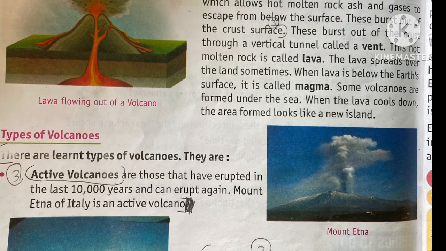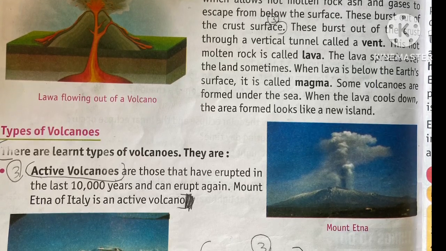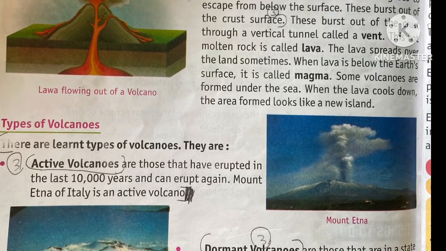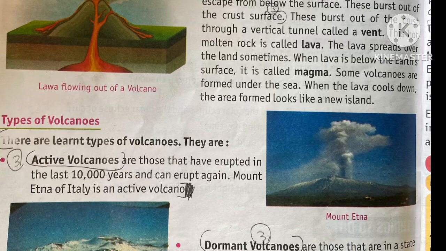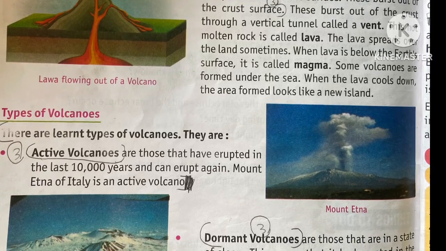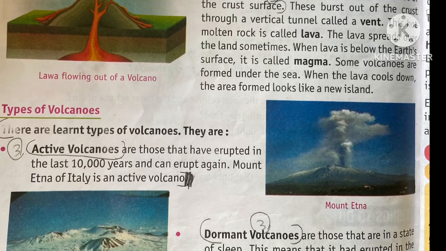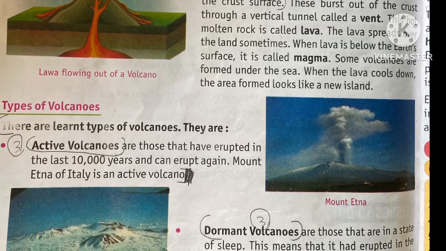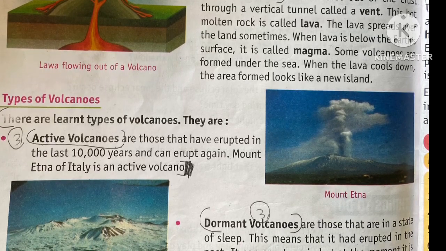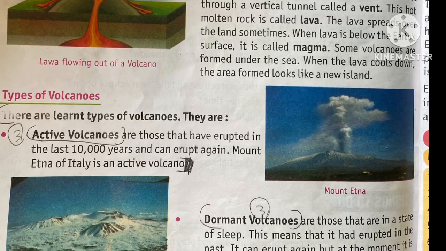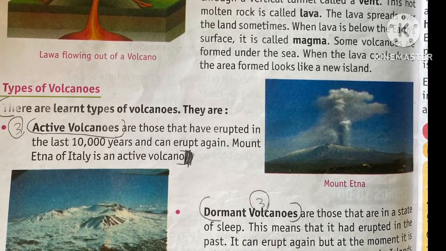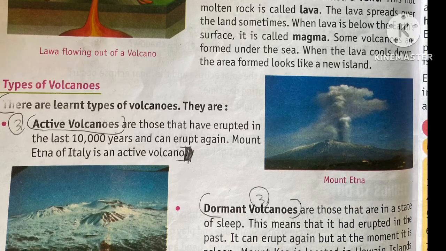Some volcanoes are formed under the sea. When the lava cools down, the area formed looks like a new island. There are three types of volcanoes. Active volcanoes are those that have erupted in the last 10,000 years and can erupt again. Mount Etna of Italy is an active volcano.